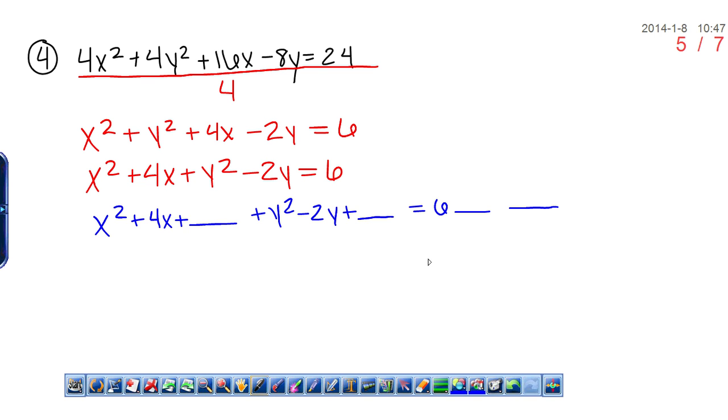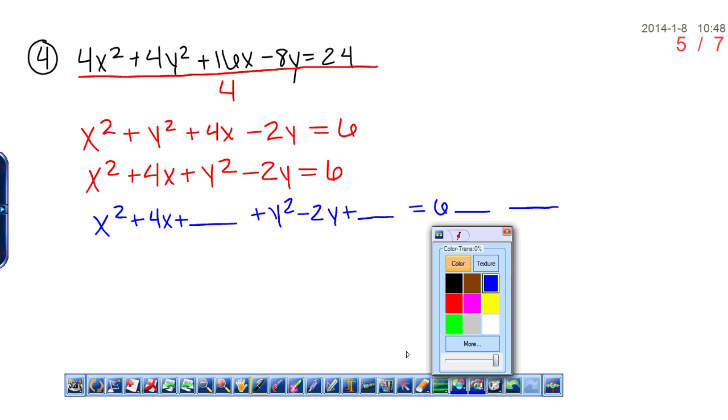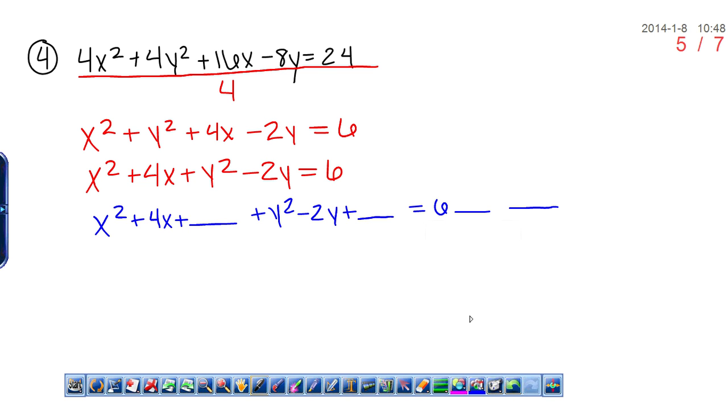Okay, so let's go ahead and try. Take your 4, half it, what do we get? 2, box it, square it, and we get 4. So I'm going to add a 4 here, and then I have to add a 4 here. Yeah? Okay. Go ahead and finish this, get it into standard form. Find your center and find your radius.